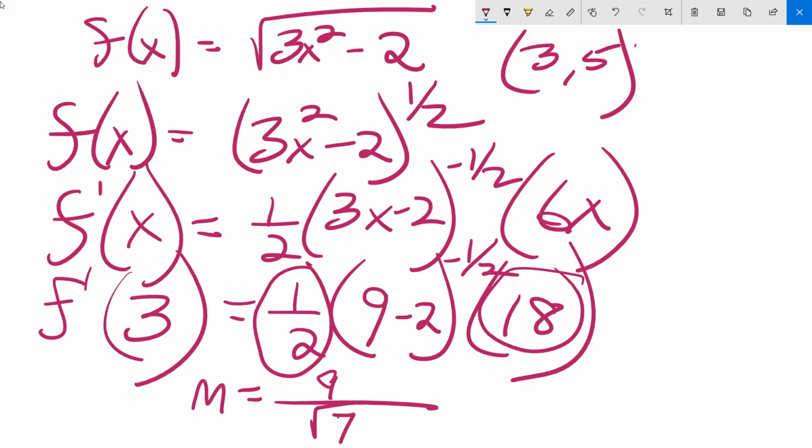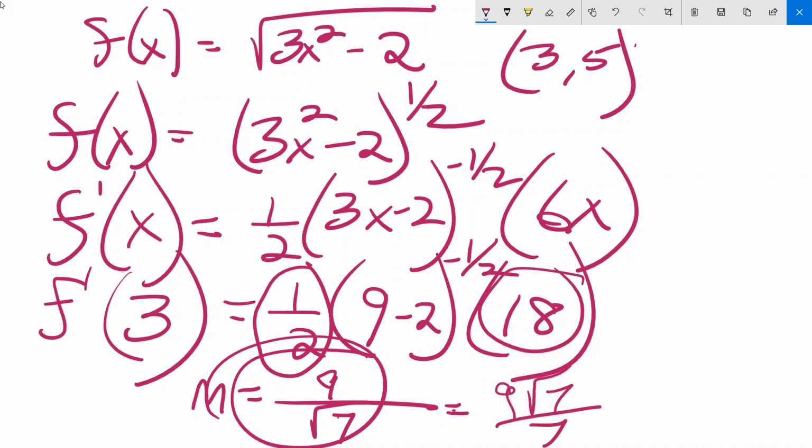Square root of 7. Now, it's also not super important. I guess it may be. Let's go ahead and rationalize that. To be honest with you, I don't know what they do. 9 root 7 over 7. Okay.